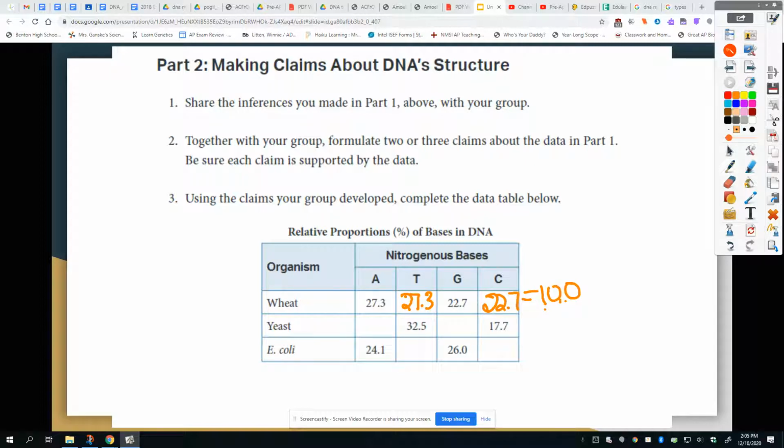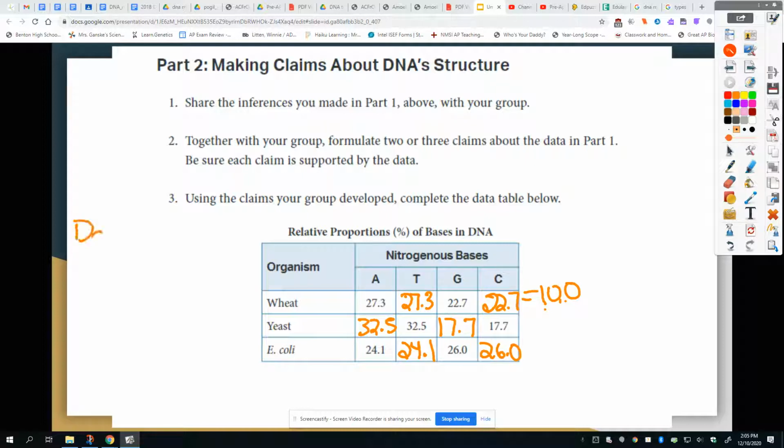Now in some of these, we're going to use the same idea, 32.5 and 17.7. And it's a little bit over 100, and that is okay. I think it's like 100.2. So you could adjust the numbers, or you can leave it right about there, just because we don't know the exact data. All we know is that the amount of A is supposed to equal the amount of T. 24.1 and 26.0 for this one. So that's what we're looking at. If you adjusted it up or down a little bit to make it equal 100, that is absolutely okay. As long as we can see that you know A and T are supposed to be pretty similar numbers, and G and C are supposed to be pretty similar numbers.